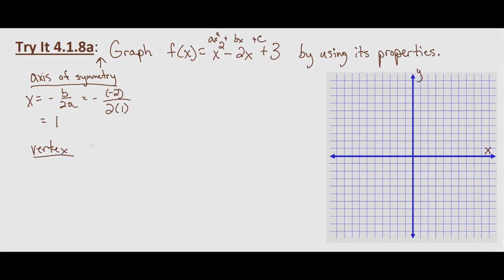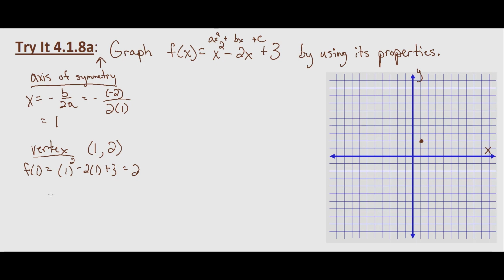We know that the x value is going to be 1, and f of 1 equals 1 squared minus 2 times 1 plus 3. So that's 1 minus 2 is negative 1 plus 3 equals 2. So our vertex is at 1, 2. So what does that tell us? Just what I said it might reveal earlier. Our vertex is at 1, 2, so we'll go ahead and put 1, 2. There's our vertex. And it opens up.